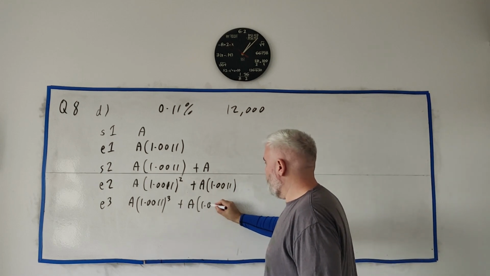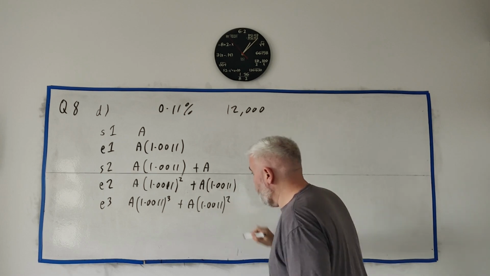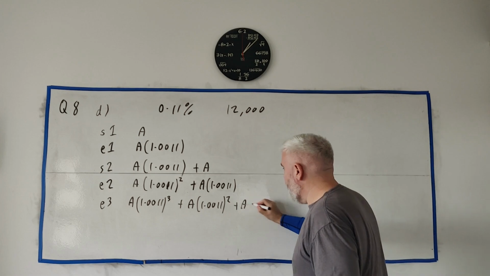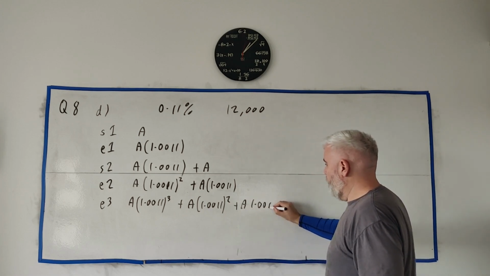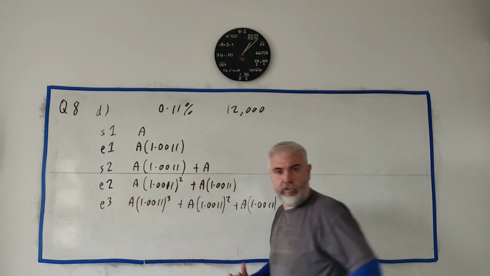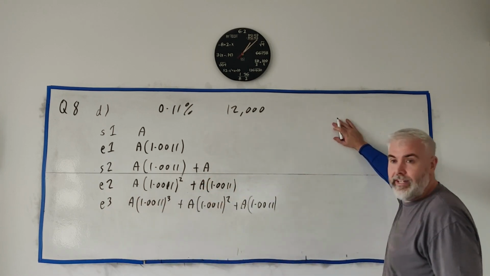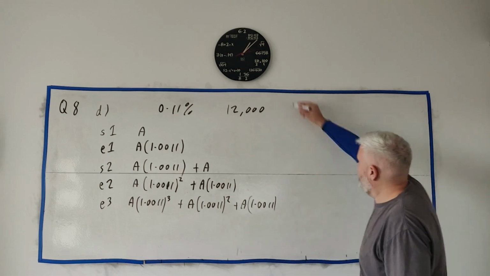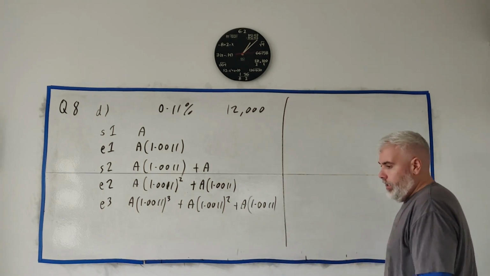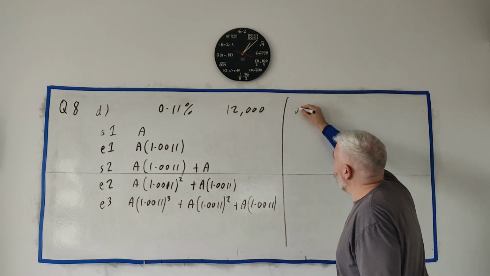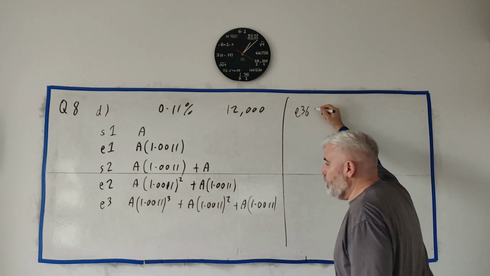A times 1.0011 to the power 2. He would have added in an extra A, and it would have got bigger. It'd be 1.0011. And this stays going on. We're only at the end of the third month. This stays going on all the way down to the 36th month. Let's put in the 36th one over here. Let me change pens. The end of the 36th month would look like this.